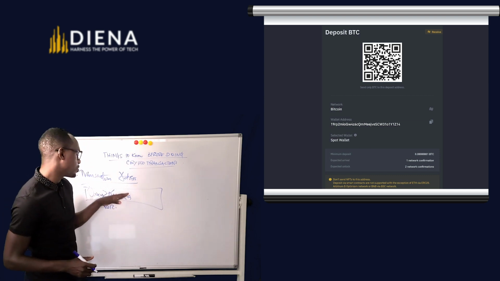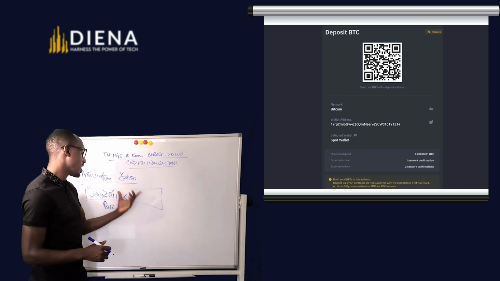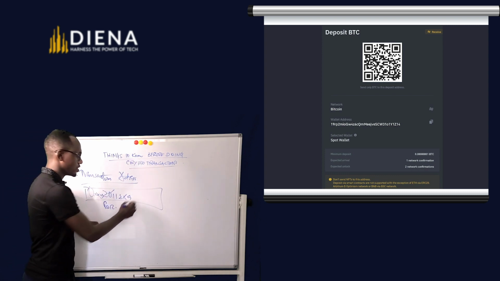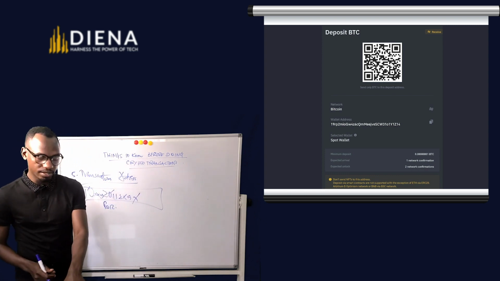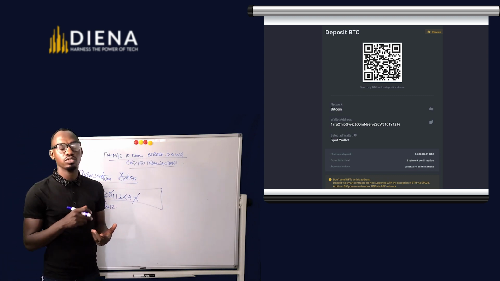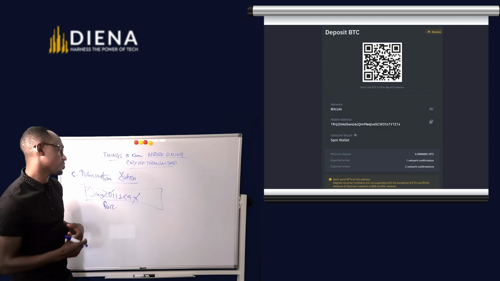So it's very important to consider this when you are taking the address. Do not copy one letter after another. Just copy and paste. And if that's not possible, then scan the barcode. It's going to be safer and easier for you to do the transaction.